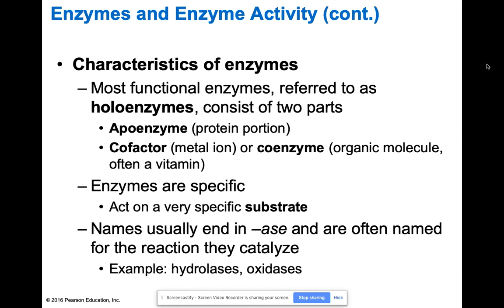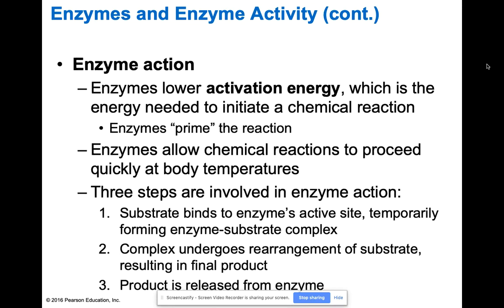So here are some characteristics of our enzymes. Some enzymes come with cofactors, which are metal ions, or coenzymes, which are other organic molecules, typically vitamins. They are very specific because they have a specific substrate. That active site only bonds with a specific substrate. Like I said, a lock and key kind of mechanism. And they all typically end in ASE. I like to say that enzymes kick some ACE because they help to speed things up in your body. So hydrolases, oxidases, amylases, they all end in ASE because they kick some ACE, right?